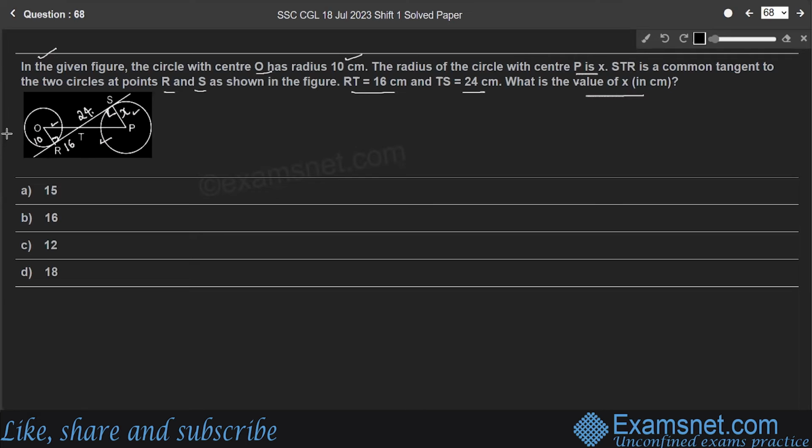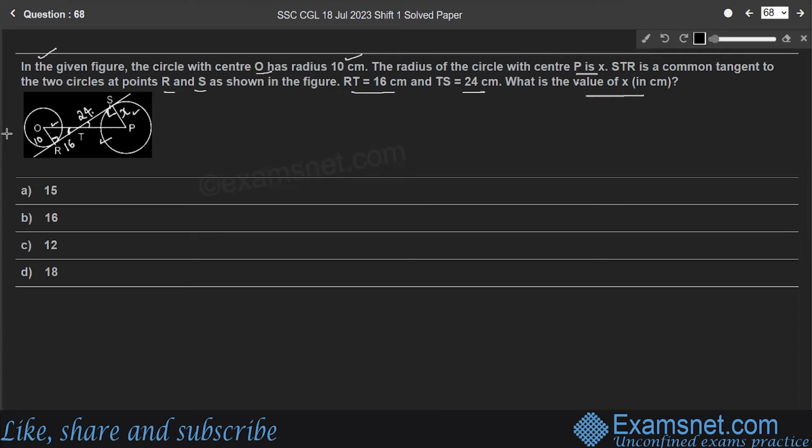First, we need to prove these two triangles are similar, right? When two triangles are similar, the ratio of their corresponding sides are equal. So how are these two triangles similar? Two sets of angles are equal here. One set is the right angles. Two right angles are equal here: angle R is equal to angle S.